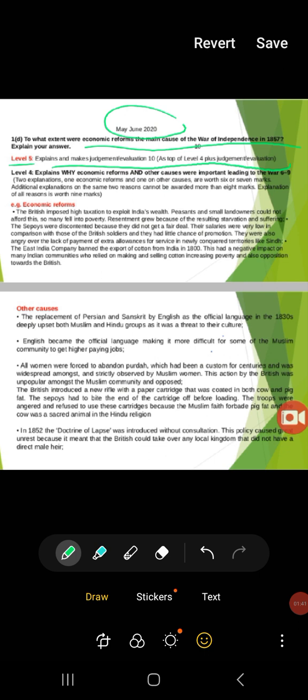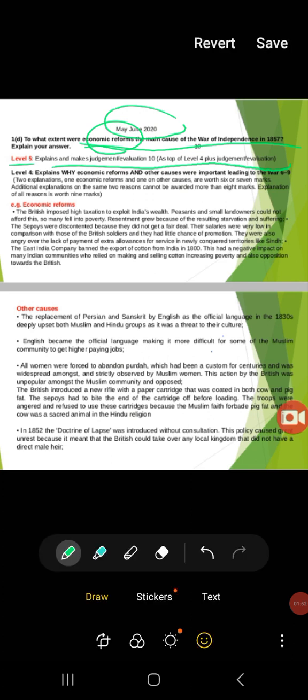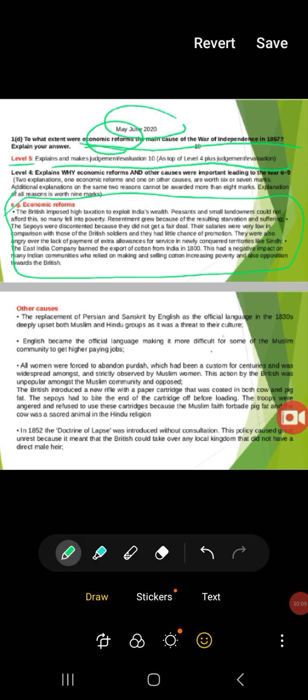Let's see what is the requirement of the question first. Economic reforms are the main cause of the War of Independence. Now, you see they have highlighted the economic reforms. So first of all, keep this in mind. In your answer, you are going to highlight economic reforms first of all. And this is very important for you to understand what are the economic reforms. The economic policy of the British that was introduced when they invaded the subcontinent.